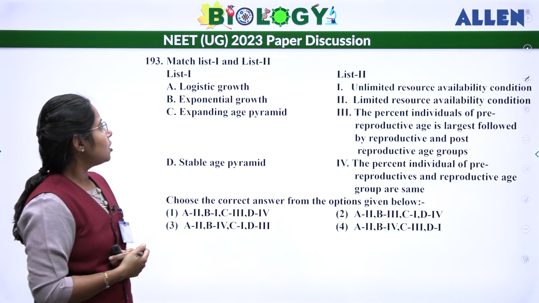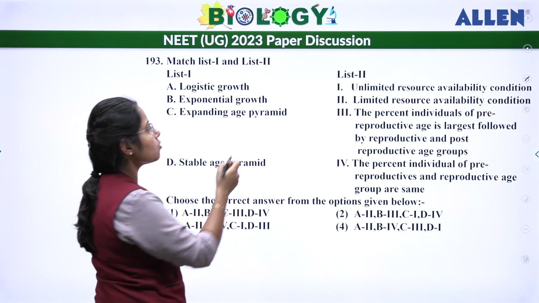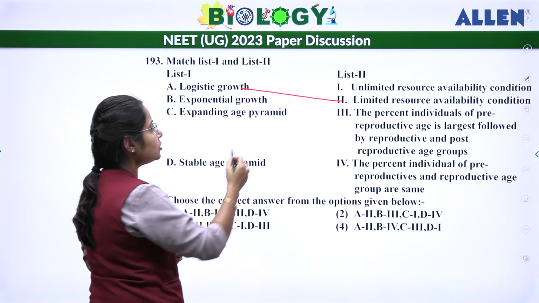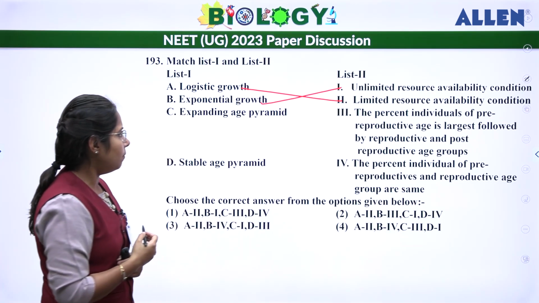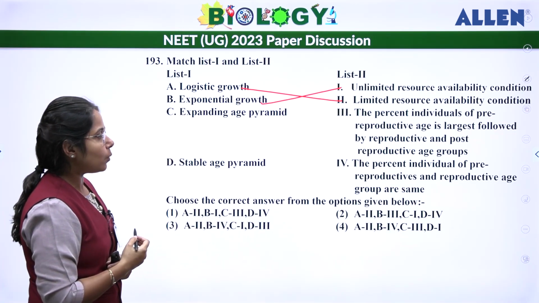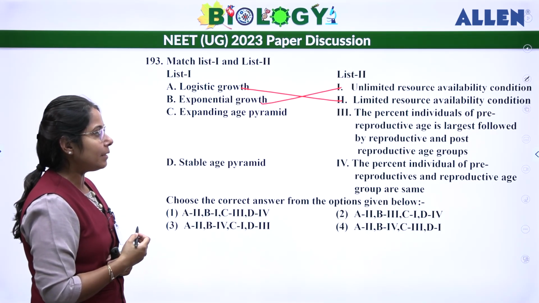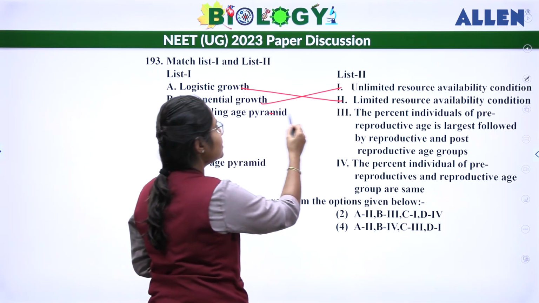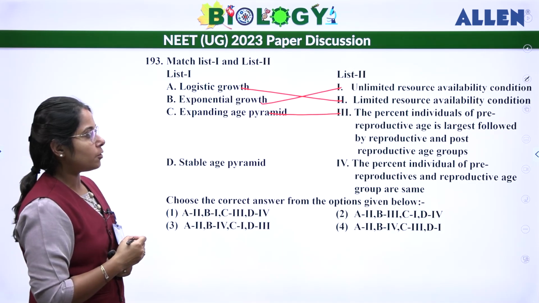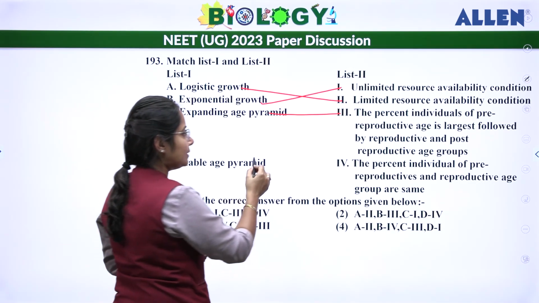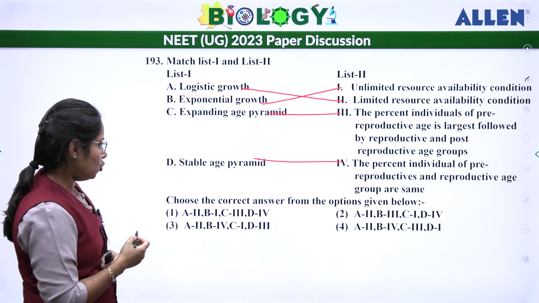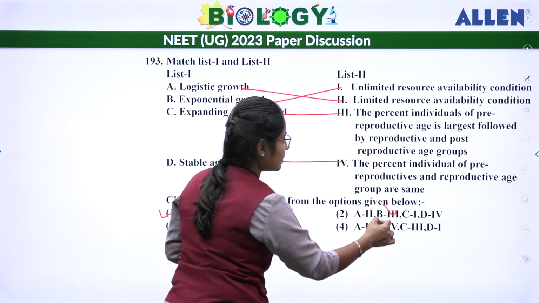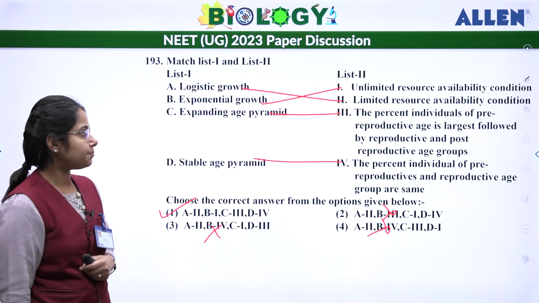Next, logistic growth is when the resources are limited, so limited resource availability conditions. Exponential growth is when unlimited resources are available. Expanding age pyramid is where the percentage of pre-reproductive individuals is largest, followed by reproductive and then post-reproductive. The stable one is where the percentages of pre-reproductive and reproductive groups are the same. So A will be 2, B will be 1. So this option gets negated, this gets negated and this gets negated. So option 1.